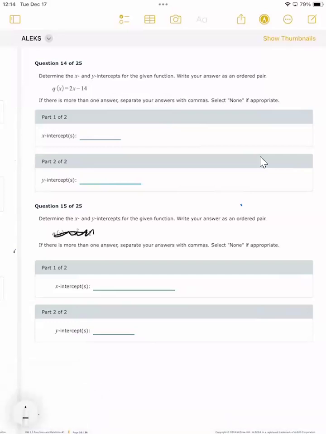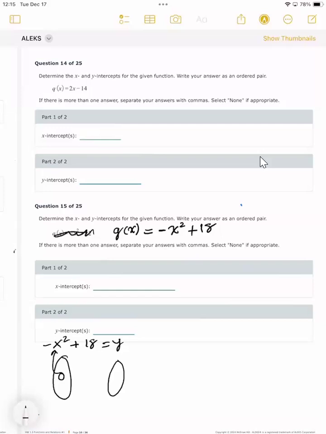Suppose instead of this equation, we have q of x is equal to minus x to the power 2 plus 18. So I write my equation. First, I do the easy one, finding the y-intercept. For the y-intercept, you input 0 for x to find your output.